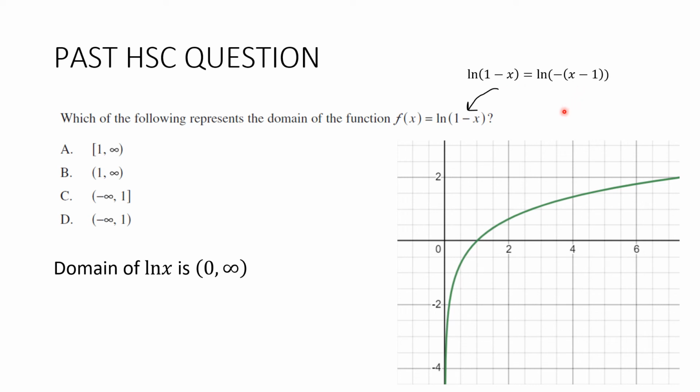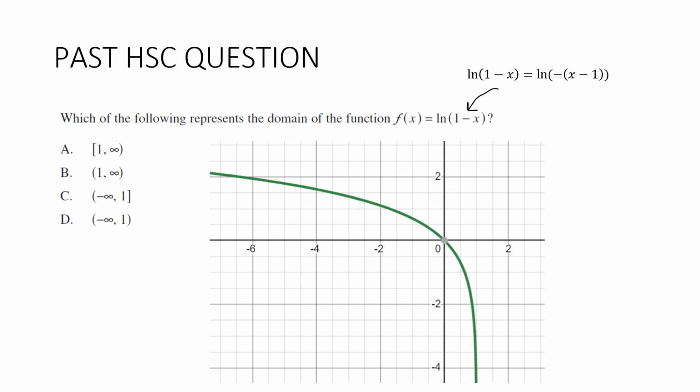So I have two transformations. I have a reflection in the y-axis, and I have a horizontal translation 1 unit to the right. Okay, so this is going to reflect over the y-axis and then shift 1 unit to the right. It's going to end up looking like this. And our domain is going to be everything from negative infinity up to 1, but not including 1. So our answer is D.